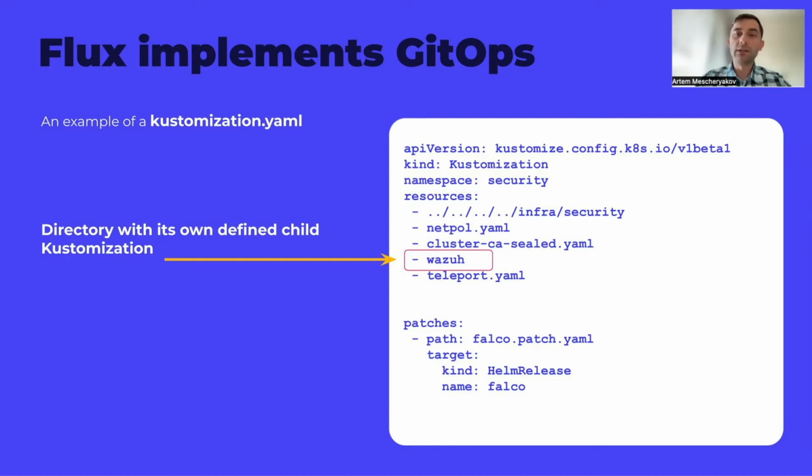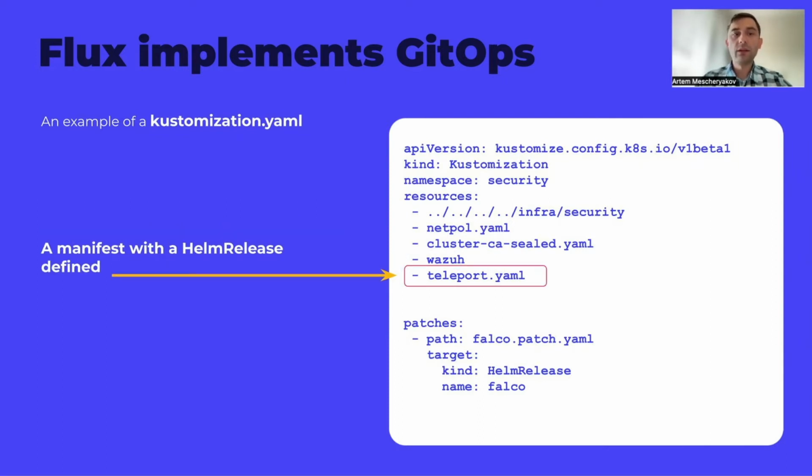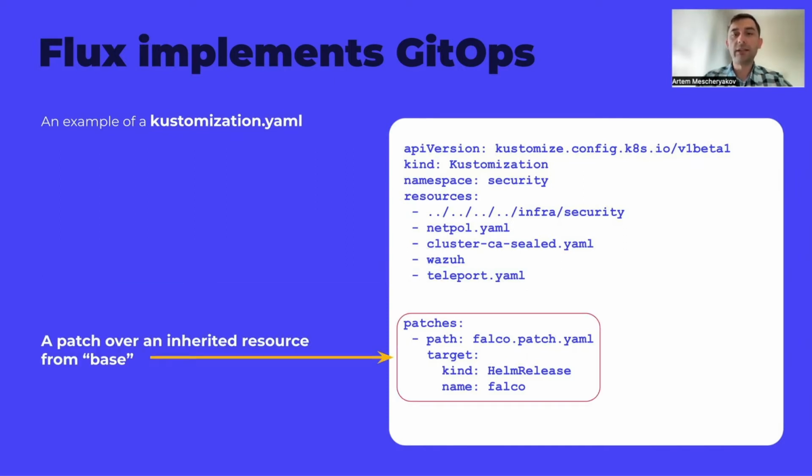We can also include a subdirectory. Here it doesn't have a .yaml extension, so that means it will go into a subdirectory and also scan for a customization YAML file inside of it. Then there can be some Helm release defined and a patch that is getting applied over some resource that is defined, that is included already. So a patch is a way to make something specific to this particular spot where you group these resources together.